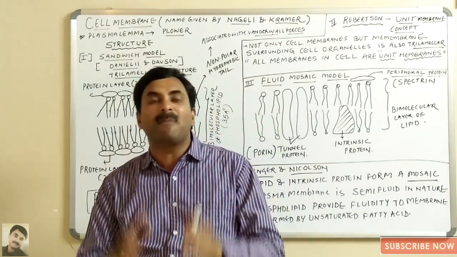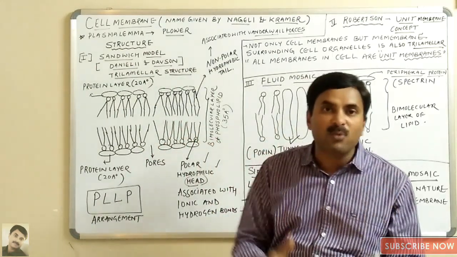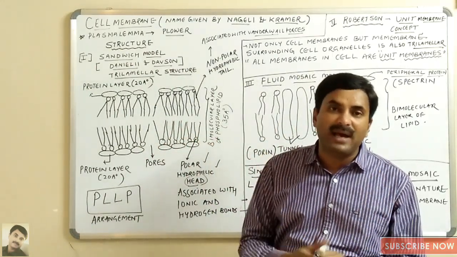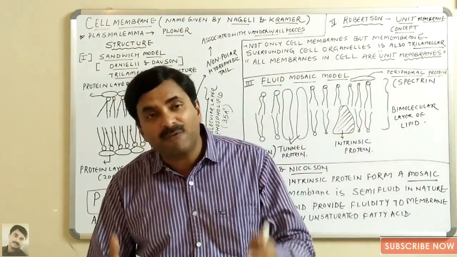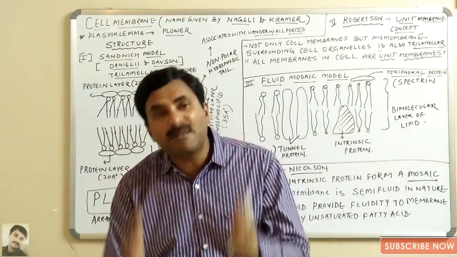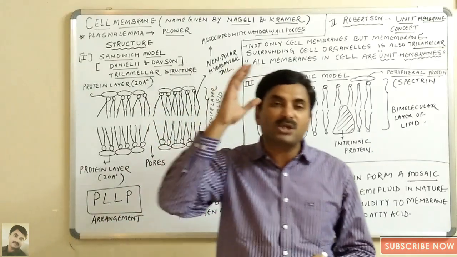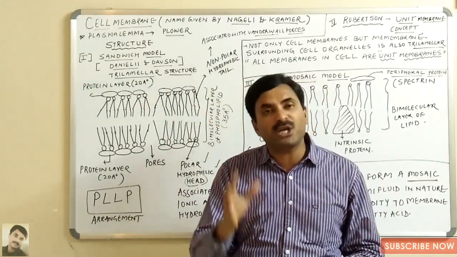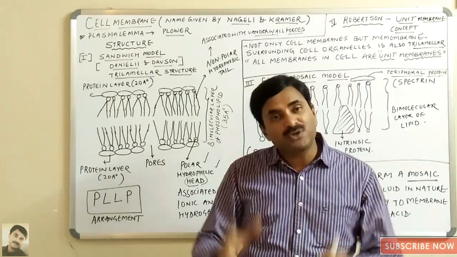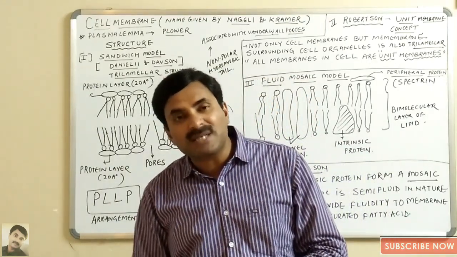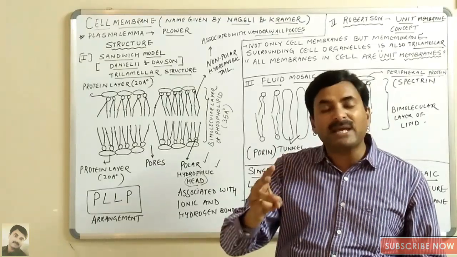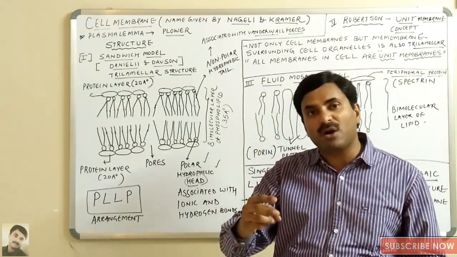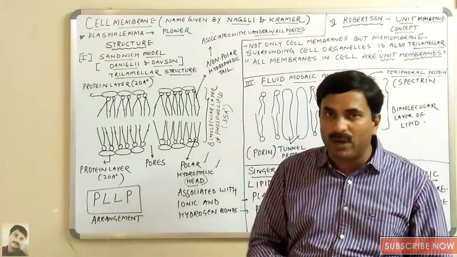Cell membrane is a common membrane. It is found around the plant cell as well as the animal cell. If we want to study the cell membrane, we have to study the structure and the function of the cell membrane. To study the structure of the cell membrane, we have to study three models which explain the structure of the cell membrane in a better way.